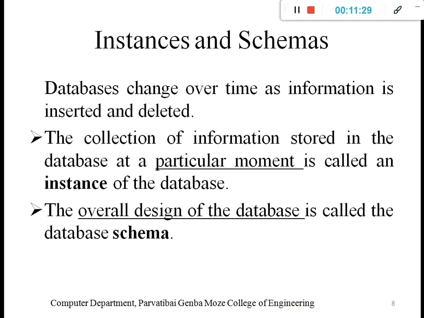Currently it contains 1000 customers' information. If after one day, or by tomorrow, it's stored with another 50 people's account details, then by tomorrow the instance has 1050 customers' details. That's called an instance of a database. For a particular time it contains this much record, then for another particular time it contains this much record. That's called the instance of a database.